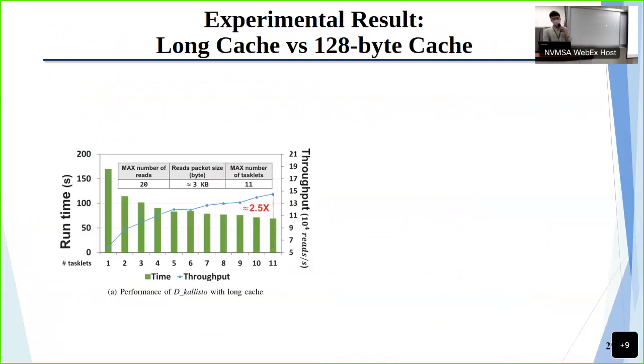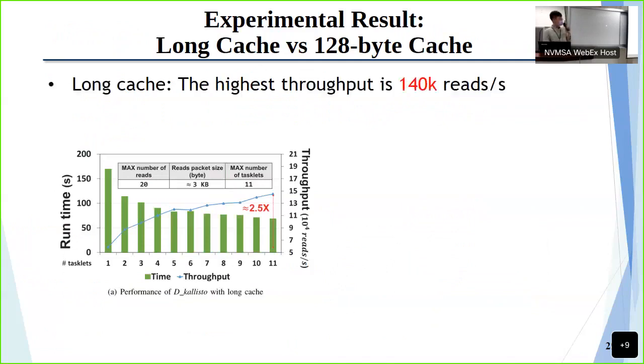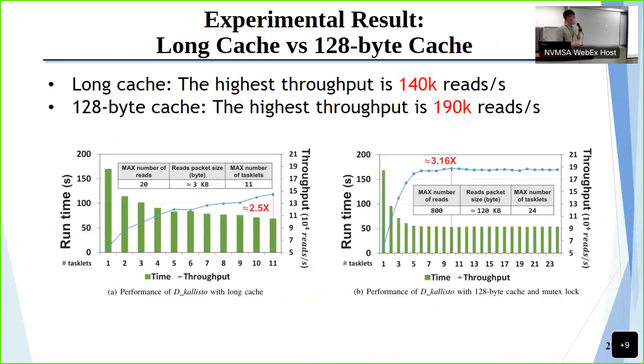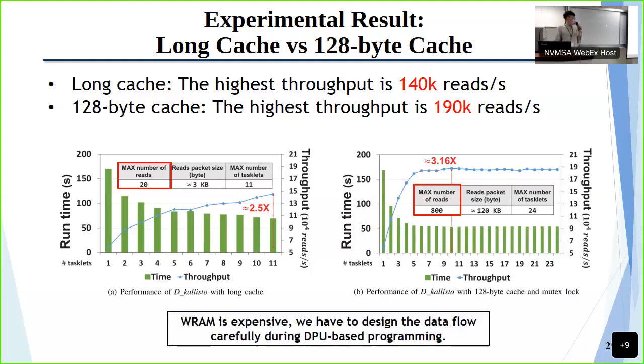This slide is a comparison between two different cache mechanisms. We can see 128 byte has a higher throughput than the long cache mechanism. So for DPU programs, the 128 byte cache mechanism is more efficient. And there is another observation. We can only process 20 reads when we use the long cache mechanism. But when we use the 128 byte cache mechanism, we can process 800 reads. So there is a conclusion from this result. WRAM is expensive. We have to design the workflow very carefully during DPU-based programming.